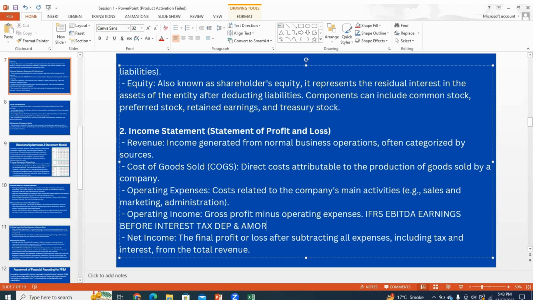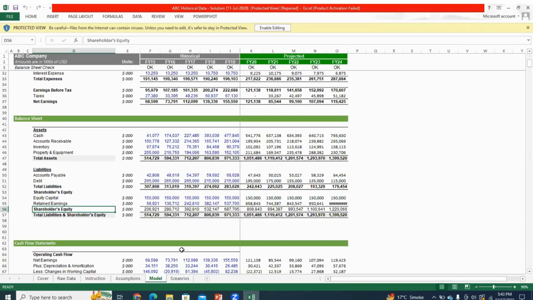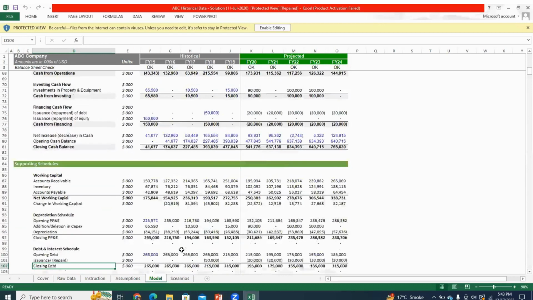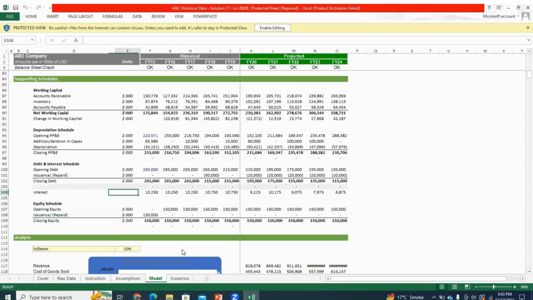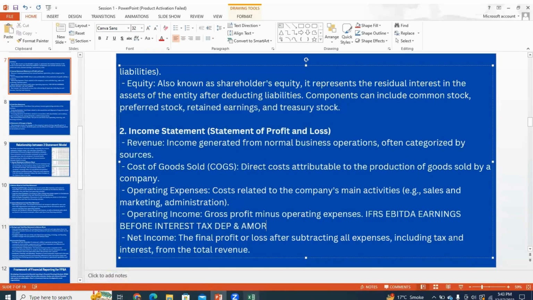So interest is the financing cost we have seen in the income statement and in the cash flow statement as well. The supporting schedule of debt and interest shows the interest calculation. So yes, EBITDA comes in IFRS. EBITDA doesn't come under US GAAP. There is a difference. Net income is the final profit or loss after subtracting all expenses, including the tax and interest, from the total revenue. We get a residual amount called net income.